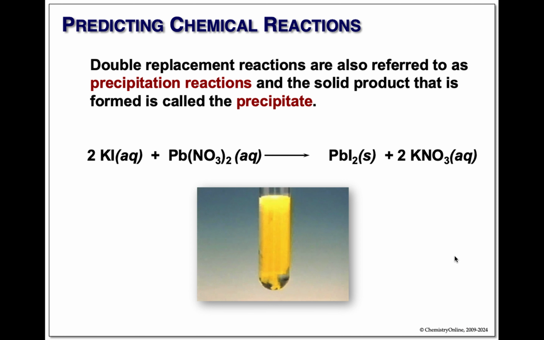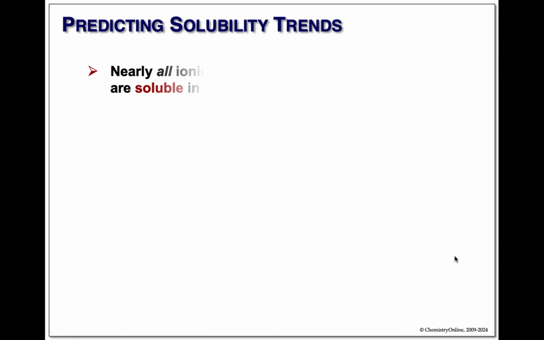Well, one of the questions you should have is, how in the world did I know that lead 2 iodide was a solid, or barium sulfate, or silver chloride? Because I know the rules. Solubility trends.